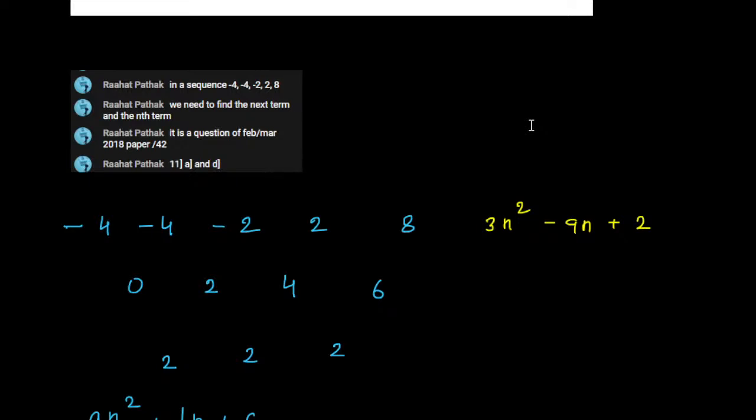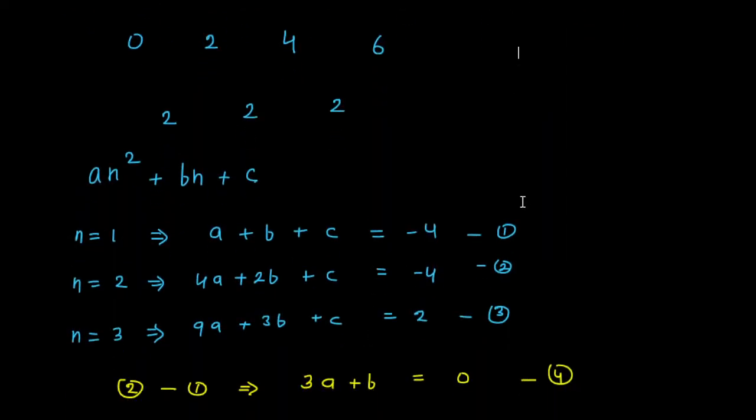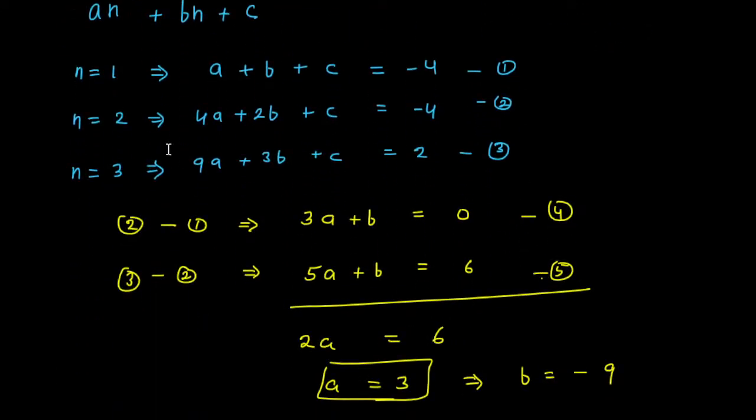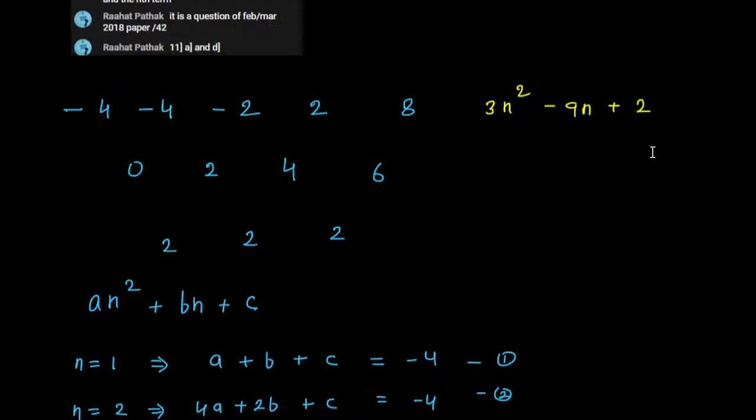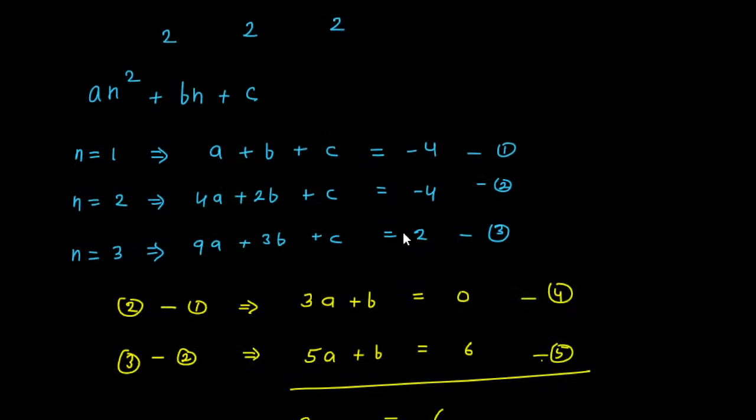If I take n is 3, so 9 threes are 27 minus 9 threes are, now here I am not getting the correct answer, just a minute. Did I make any mistake in the equation? 9a plus 3b plus c is 2. Yes, here I made a mistake. Here it's not plus 2, it's minus 2.